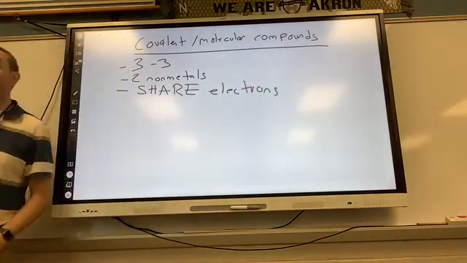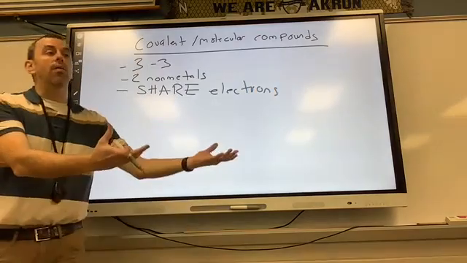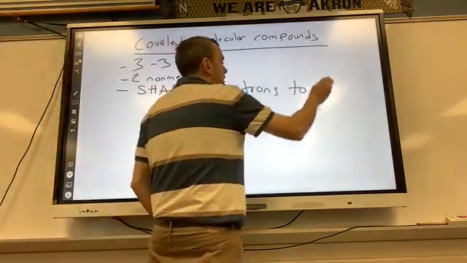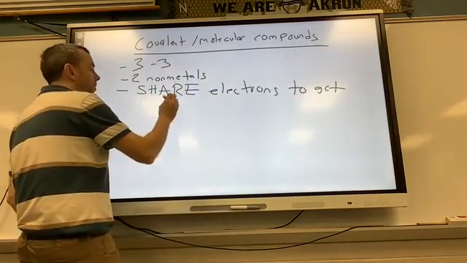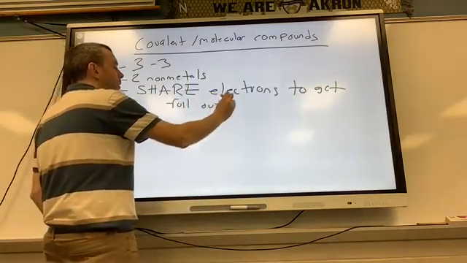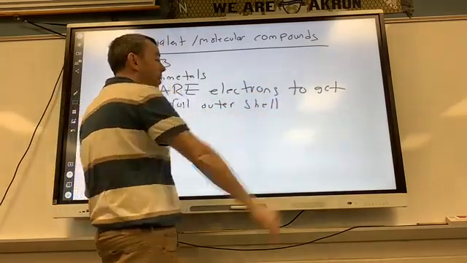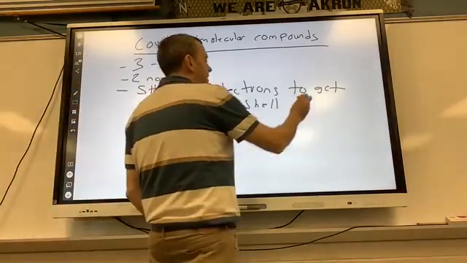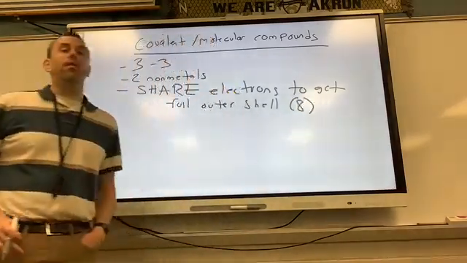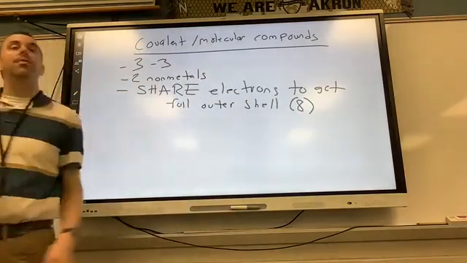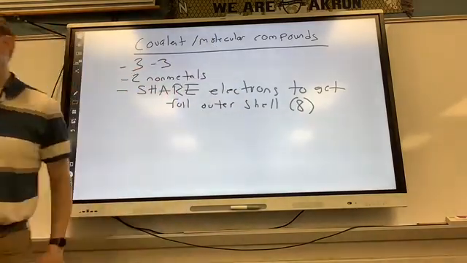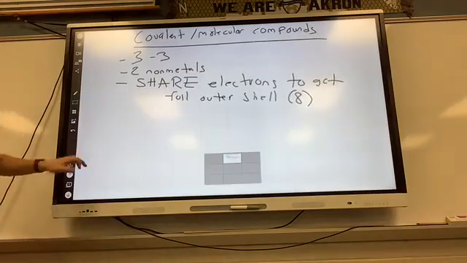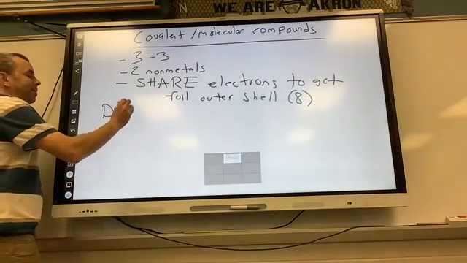So everything we've been doing so far has been transfer of electrons, right? So these share electrons to get the full outer shell. And how many is in a full outer shell? Usually 8. So you can put in parentheses 8. So everything we've been doing so far has been transfer. The metal's been given to the nonmetal. The cation's been given to the anion. Now we're going to be sharing. Cool? Okay. So the first thing we have to talk about are diatomic elements.